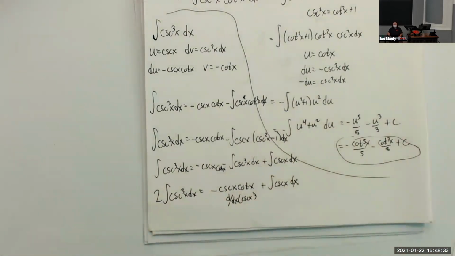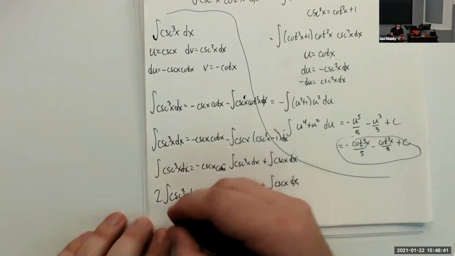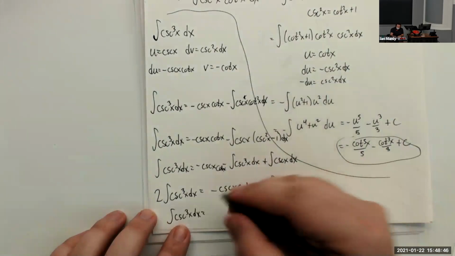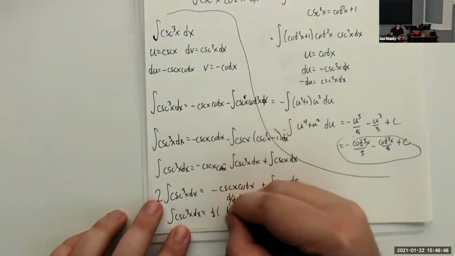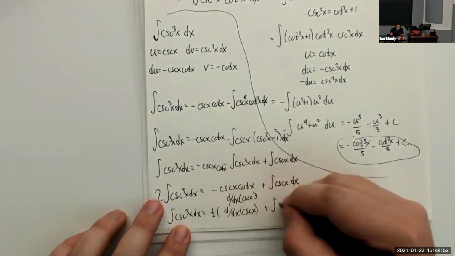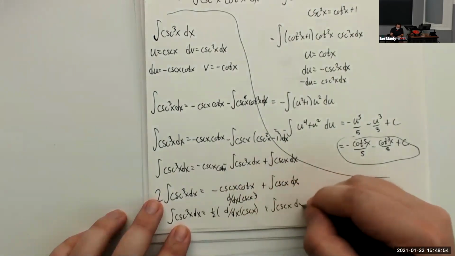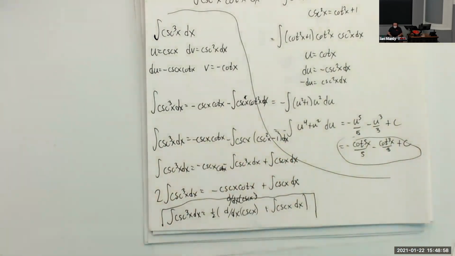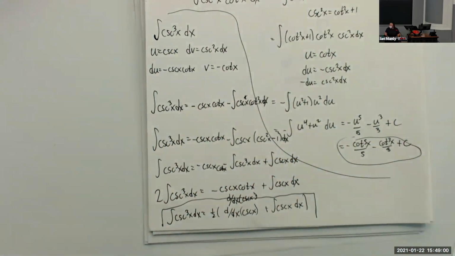So you can memorize this one in exactly the same way that you memorized the secant cubed one. So kind of like the secant cubed one, this is going to be 1/2 the derivative of cosecant plus the integral of cosecant. All right. So there we go. Yeah, so you can memorize those in the same way. They work exactly the same way.